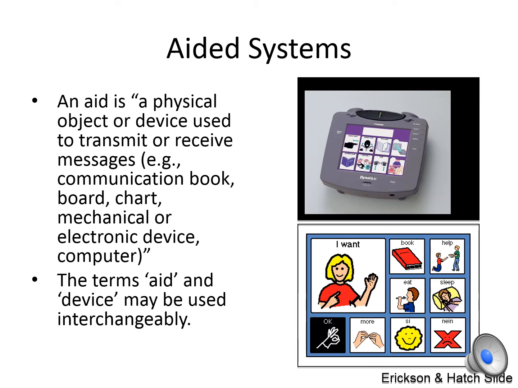So what do our aided systems consist of? If we're not going to use a signed system, then what do aided systems look like? Essentially, we're talking about a communication notebook or communication board. We could be talking about charts or an electronic device. Aid can be used simultaneously or interchangeably with the word device, so we'll hear that those terms coincide.